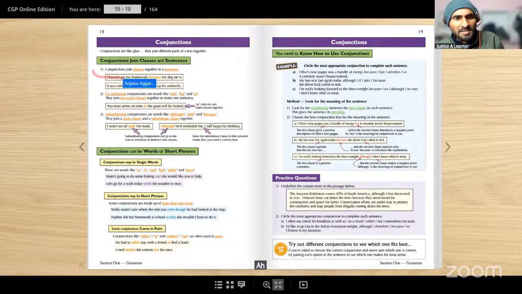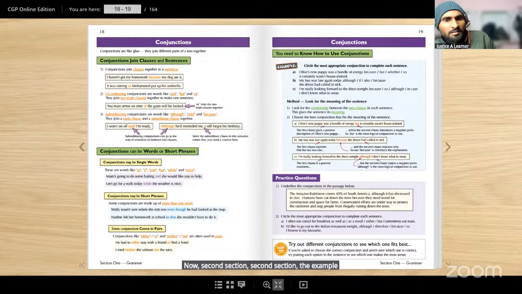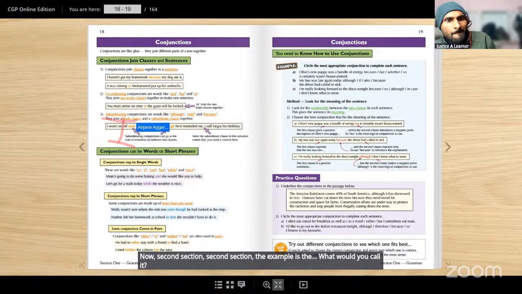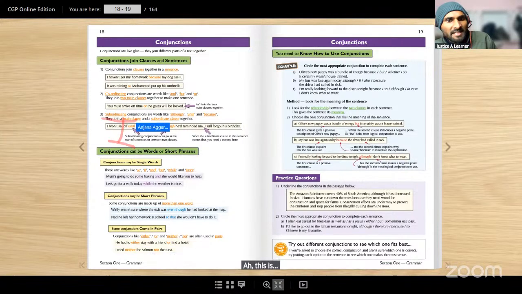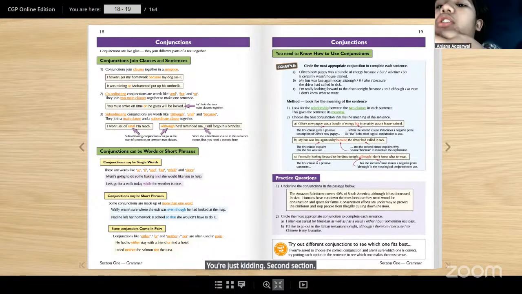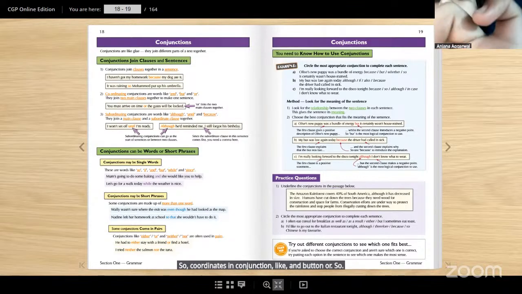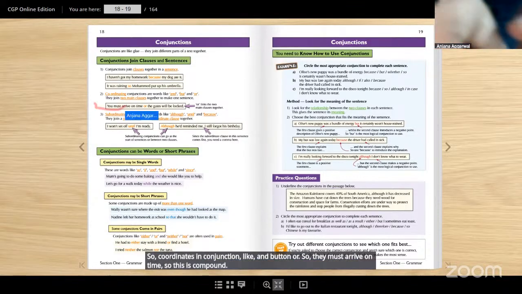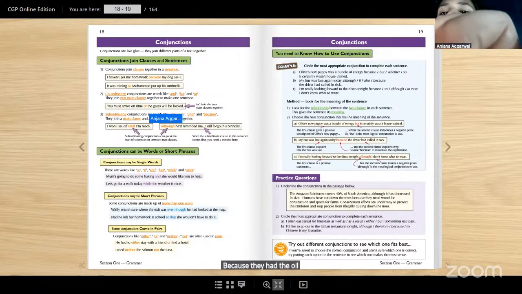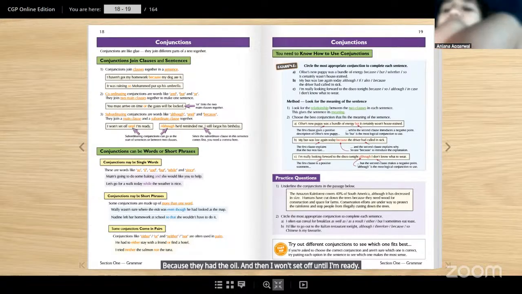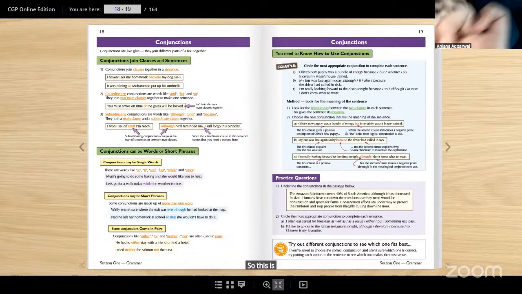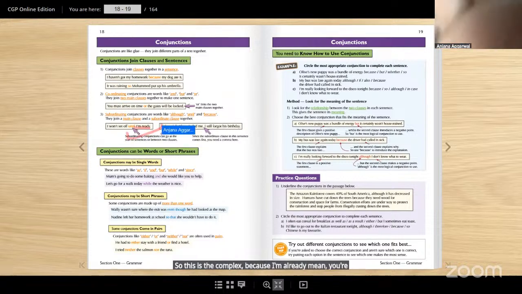Now this second section, the example you see, what would you call it? Yes, we are just getting off. Second section: coordinating conjunctions like and, but, and or. So they must arrive on time. This is compound because it has the "or" in it. And then, I won't set off until I'm ready. This is complex, because "I'm ready" means you're ready, you're good to go.